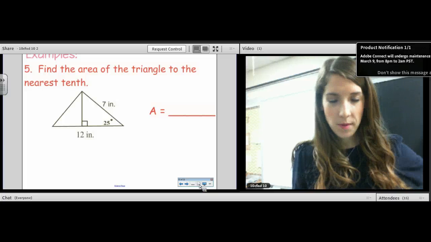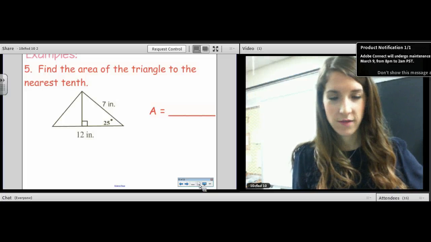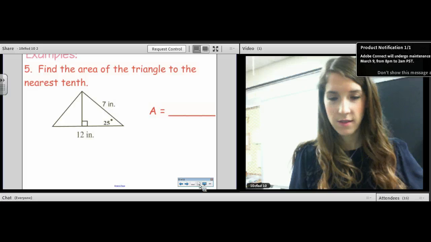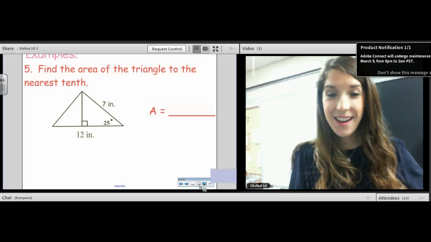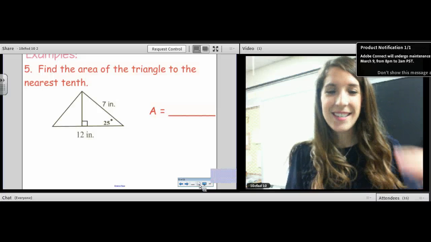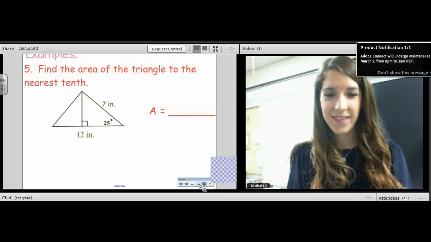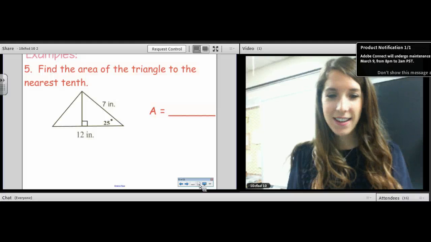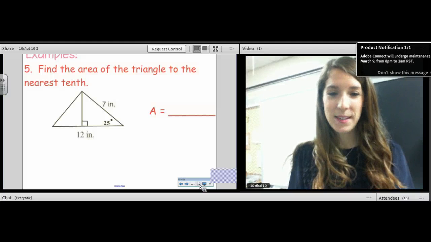Hey, what's the formula for the area of a triangle? Base times height divided by 2. This is not a parallelogram. It's 1/2 base times height. You've got to cut it in half. That's 2 times in a row.